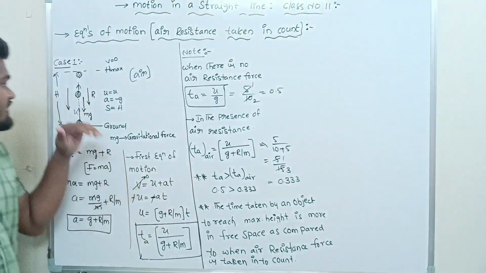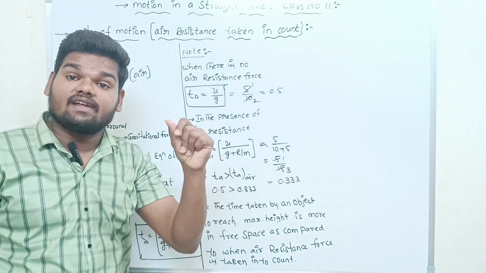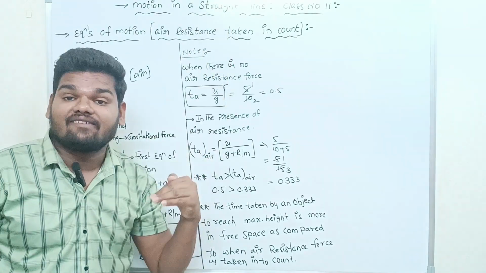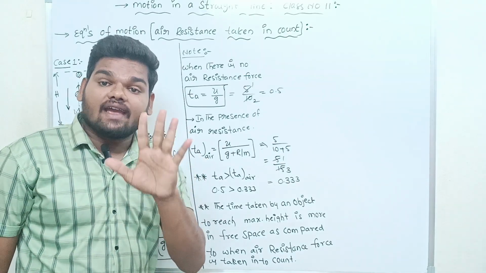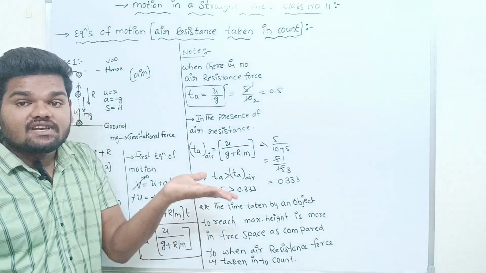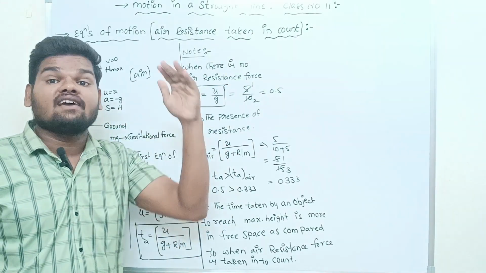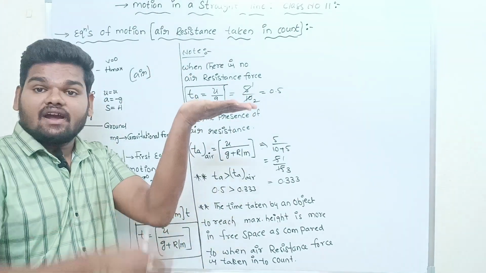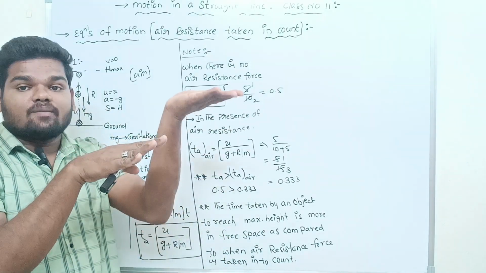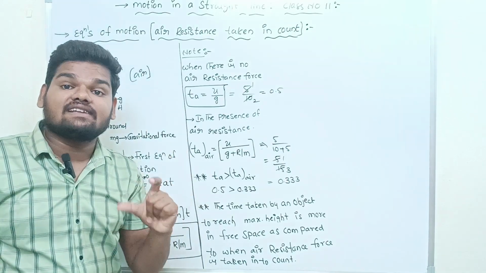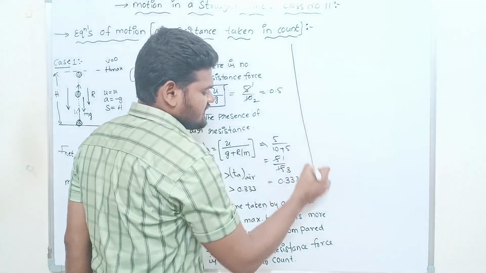Are you getting? That means in the absence of air, the time taken by the object to reach the maximum height is more. That means it travels more distance. But in the presence of air resistance force, the time taken by the object to reach the maximum height is less, and it travels less distance because it is moving like this, but the air resistance force is opposite to that object, so that's why it reaches the maximum height quickly, but the displacement it covers is small. Are you getting?